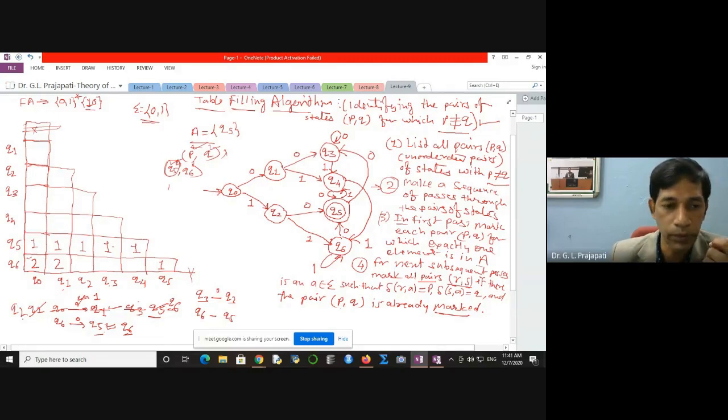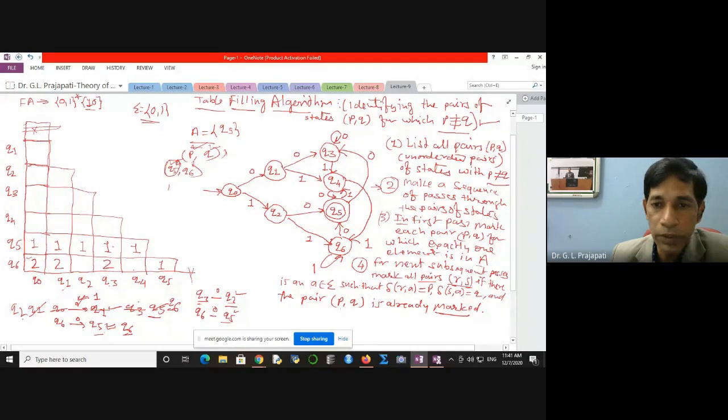So see what you have done here. Q3 and Q6: from Q3, if you are taking 0, you are going to the Q3. From Q6, if you are taking 0, you are going to the Q5. And Q3 and Q5 pair, in the previous pass we have already marked. So Q3 and Q5 pair is already marked. So Q3, Q6 can also be marked. So you are marking in the second pass.